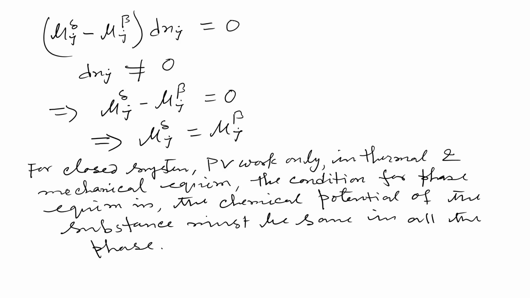So the three conditions for phase equilibrium: one is thermal equilibrium, the temperature of the phases should be the same. The second one is mechanical equilibrium, that is, the pressure of the phases should be the same. The third one is this material equilibrium, that is, the chemical potential of the substance in different phases should be the same. Hope you have understood. Thank you.